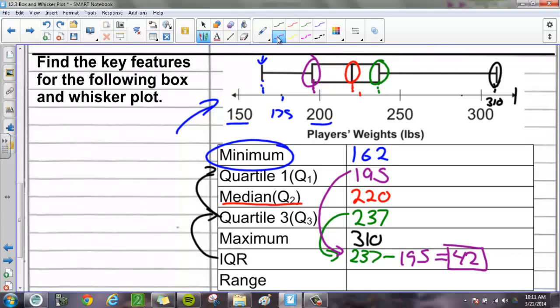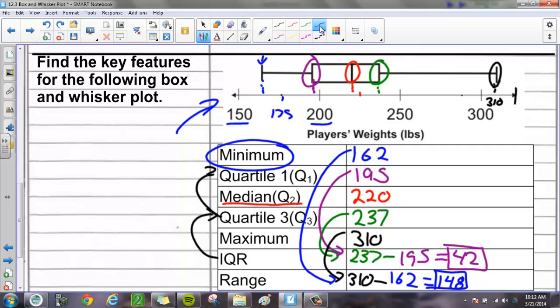Okay. And then to find the range is just subtracting the minimum from the maximum. So our maximum was 310. I'm going to subtract the minimum from that, which was 162. So this is 148. 148, if I did the math right in my head, is the range for this set of data.